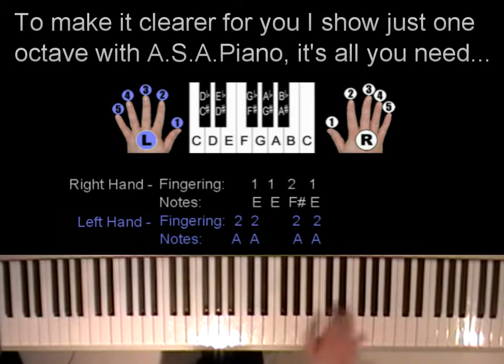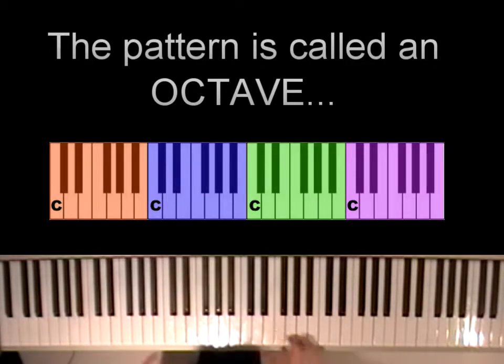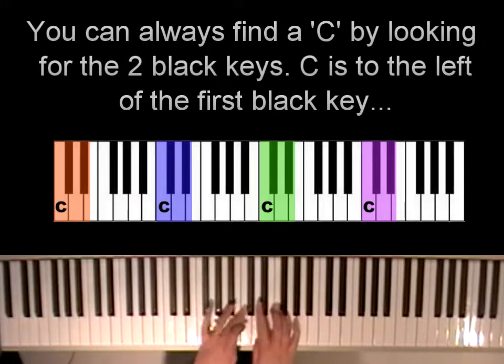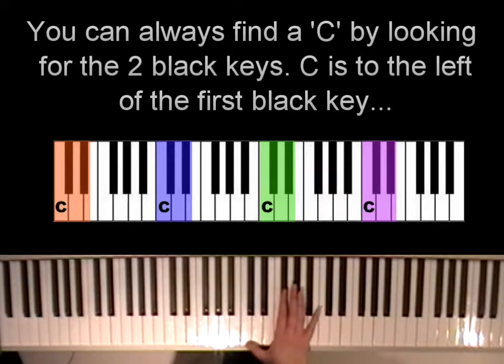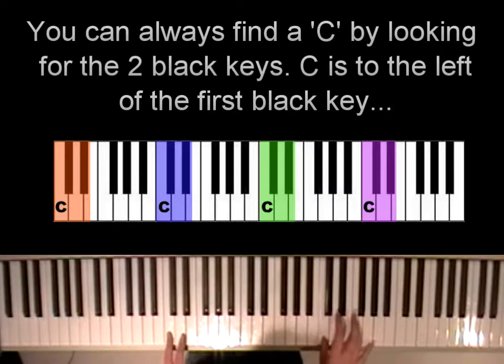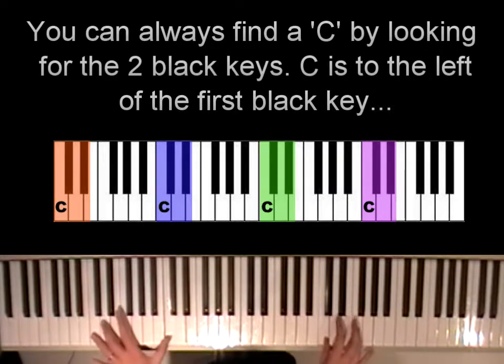Another way to look at it is if you use C's as your referral notes. If you look at the black notes, the set of 2, the first black note, just down from this to the left is C, and this will happen every time. So if you go up, first black note, if you come down, you've got another C. This will help you find notes.